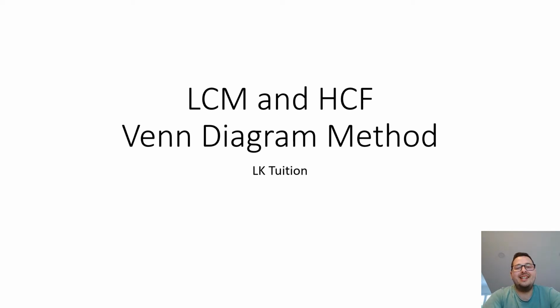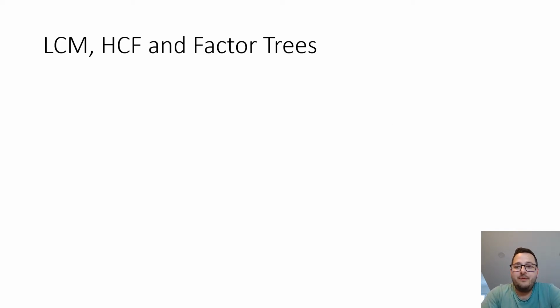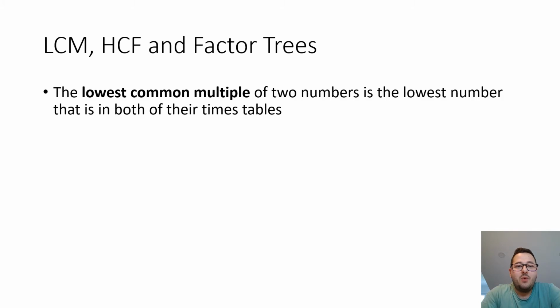I'm Lucas, and today we're going to look at the Venn diagram method for finding the least common multiple and the highest common factor. Before we get started, a couple of things to recap from the last few videos. The lowest common multiple of two numbers is the lowest number that is in both of their times tables. If you're not sure about that, there's a whole video on that.